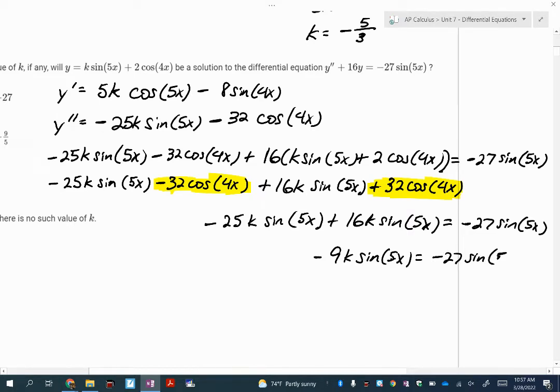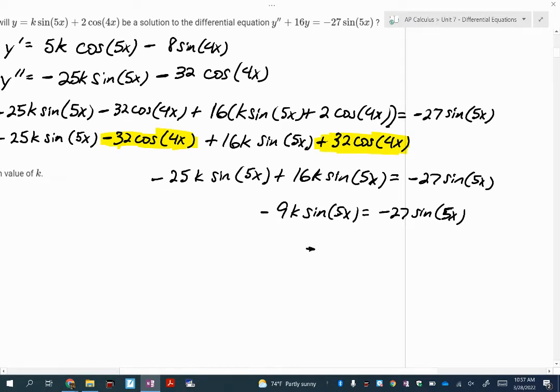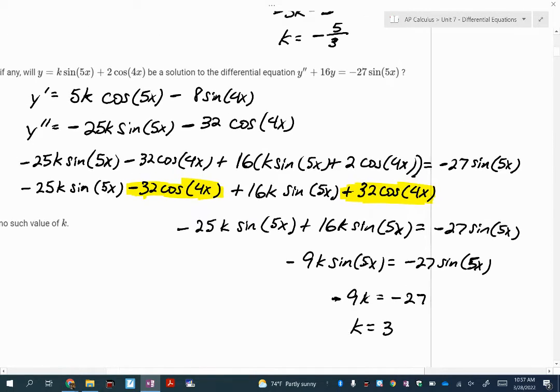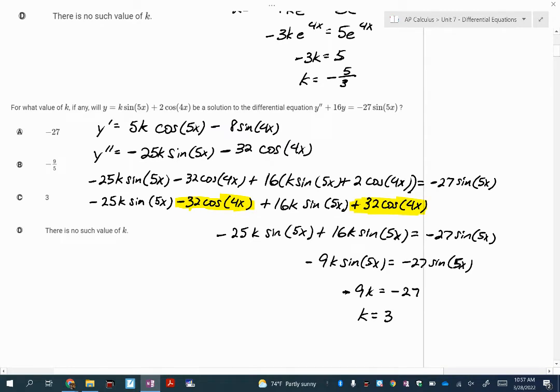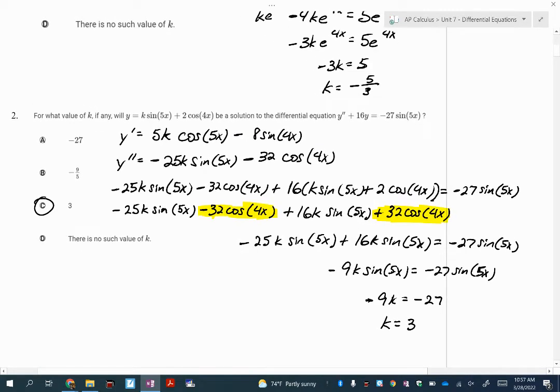And once I do that, the sine of 5x is going to essentially go away, and I just have negative 9k equals negative 27. So k equals 3, which is C. All right, so that's it. Very similar type of question, just a little bit more confusing with finding derivatives of trig.